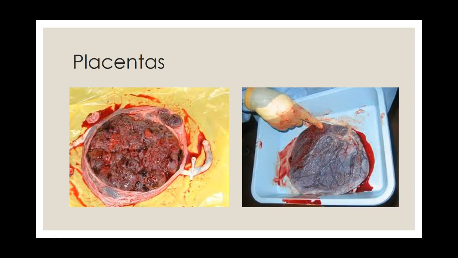So here we go. Dirty Duncan is on the left. Shiny Schultz is on the right. Dirty Duncan on the left, you can see this is the maternal side of the placenta. This is the side that was attached to the uterus. Shiny Schultz is on your right-hand side. This is the side that faces the baby.